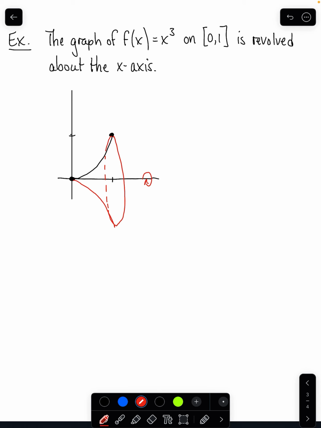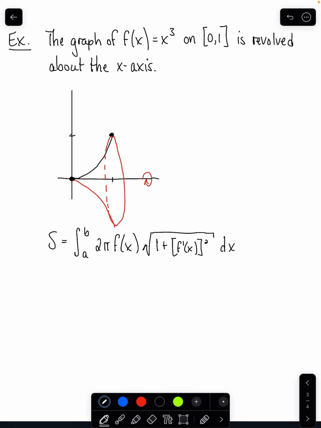And each partition on it is going to create that frustum of a cone. So our formula for surface area is S is equal to the integral from a to b of 2 pi times f of x times the square root of 1 plus f prime of x squared dx.